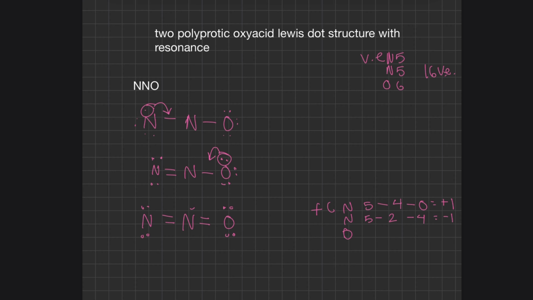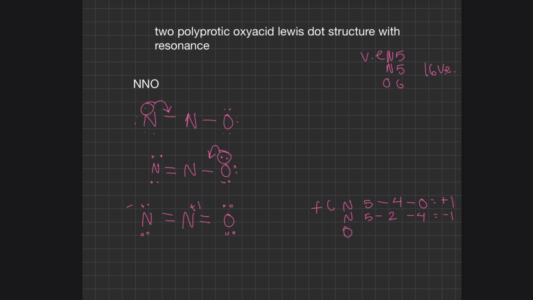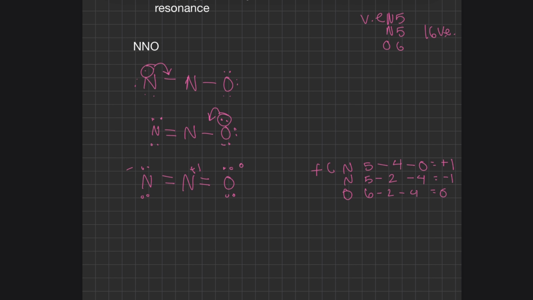And then the one on the left is 5 minus 2 bonds, minus 4 electrons, which is negative 1. And then the other one is 6 minus 2 minus 4. Going a little bit ahead of myself on the video here that I'm watching, but that is 0. Okay, so this one is technically considered a good enough Lewis dot structure, but I will be showing a better one. It's the same, but better.